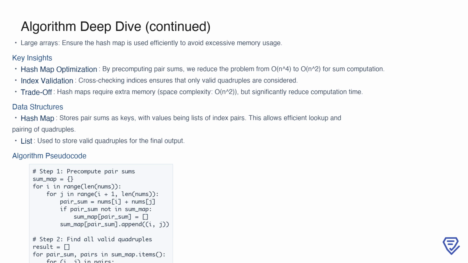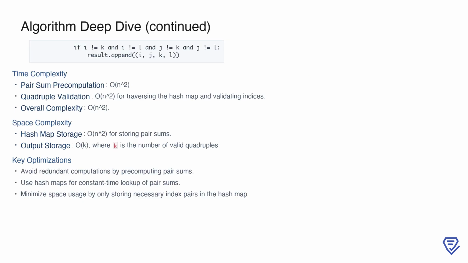Once the hash map is ready, we then iterate through its entries to find combinations of pairs that meet the quadruple criteria. At this stage, we ensure all indices are distinct before adding the quadruple to the result. The pseudocode continues by validating the indices of the pairs from the hash map.